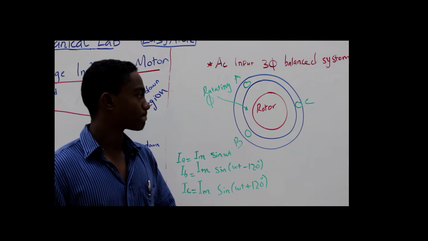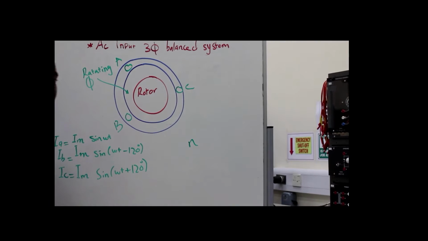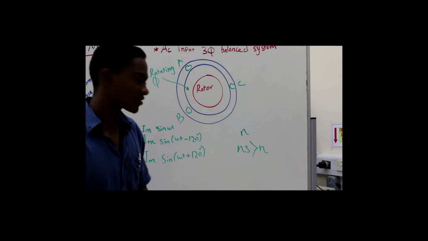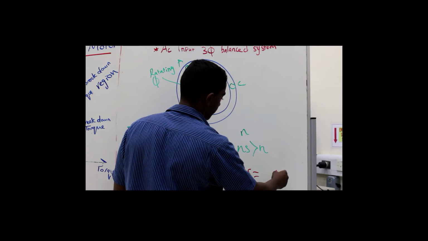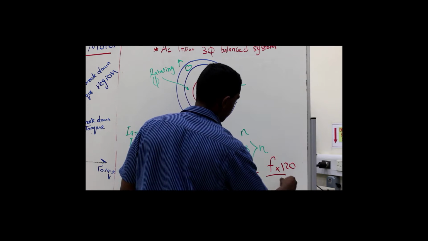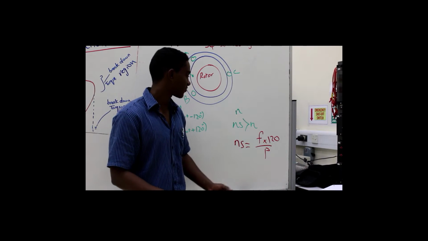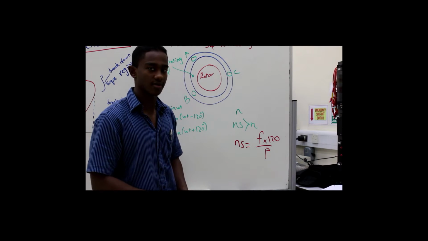So the speed at which it rotates is, let's call it, N, actual N. And the magnetic field rotates at NS. And NS is always greater than N, because NS only depends on the frequency. NS is equal to the frequency multiplied by 120 divided by the number of poles. So the number of poles is constant, 120 is of course a constant, so it only depends on F. So no matter what we do, NS is going to remain constant.